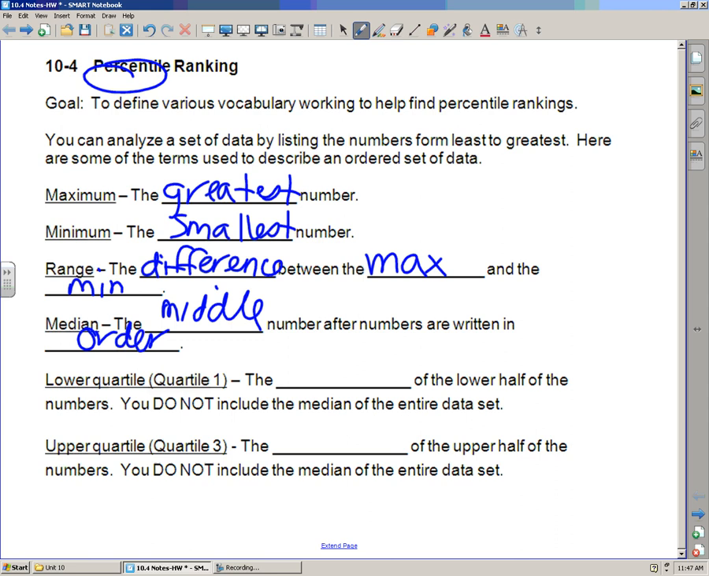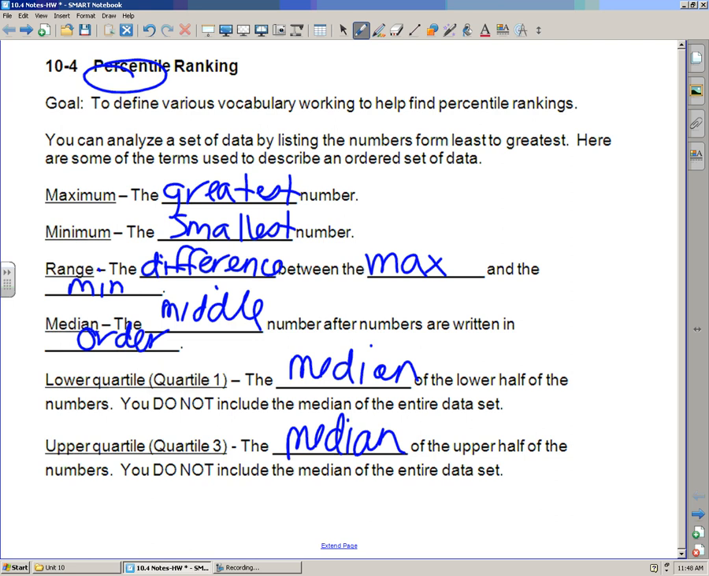Then you've got some stuff that's new, the lower quartile, which we also sometimes call quartile 1. This is going to be the median of the lower half of the data numbers. You do not include the median of the entire data set. I'll explain that in a little bit too. Then there's also the upper quartile, or quartile 3, which happens to be the median of the upper half of the numbers. And you're not going to include the median of the entire data set when you calculate that also.